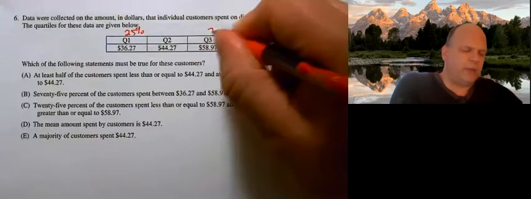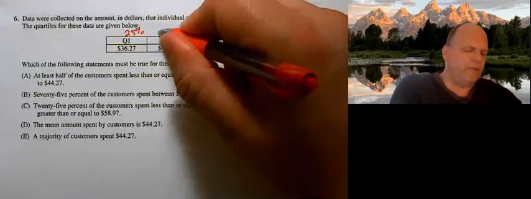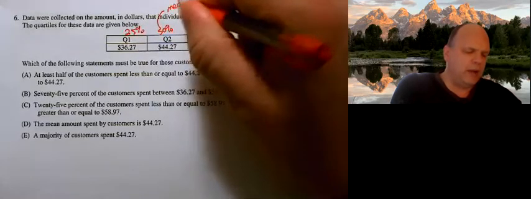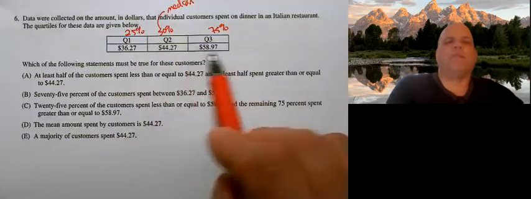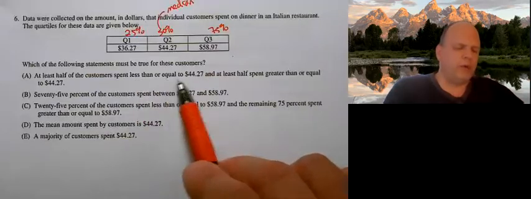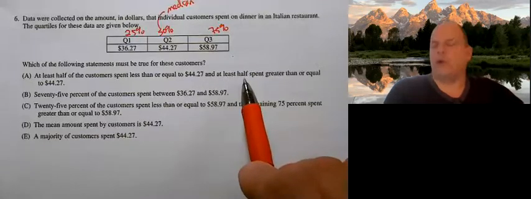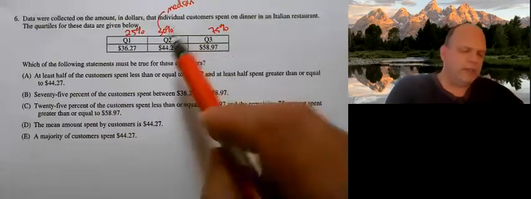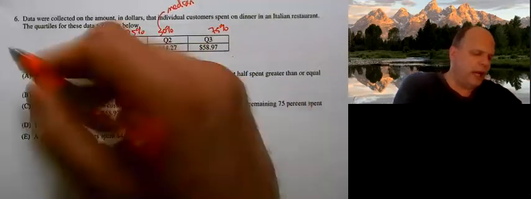Q3 is 75%. And we usually don't refer to it as Q2, but this is the 50th percentile, which is also known as the median. So half the values are smaller than 44 and half are larger. So at least half of the values spent less than or equal to 44.27, and at least half spent greater than or equal to 44.27. And since that's the median, half spent less, half spent more. So for 6, we like A as our choice.